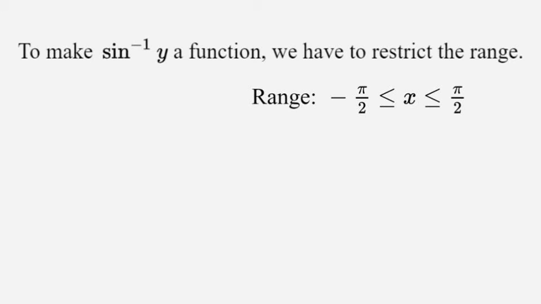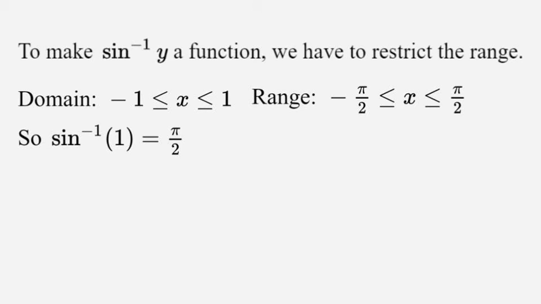And what we're going to restrict it to is from negative pi over 2 to positive pi over 2, including those endpoints. And this will make it so you can only get one possible output for every input. And while we're on this topic, the domain of sine inverse is negative 1 to 1, because those are the only possible outputs of the sine function. But now that we've restricted the range, if we return to the question of what sine inverse of 1 is, it's equal to pi over 2 and only pi over 2. Any other possible output would fall outside of the range, and so those are not eligible.